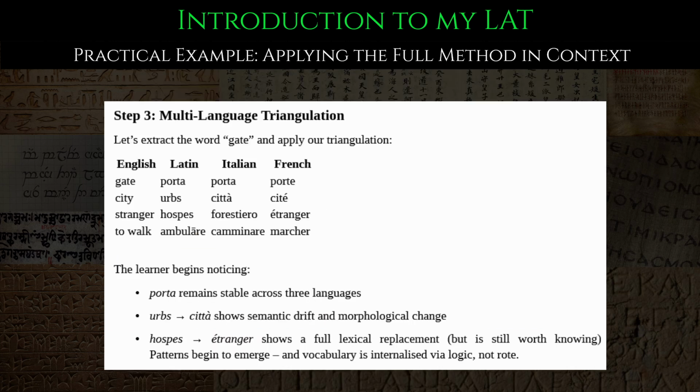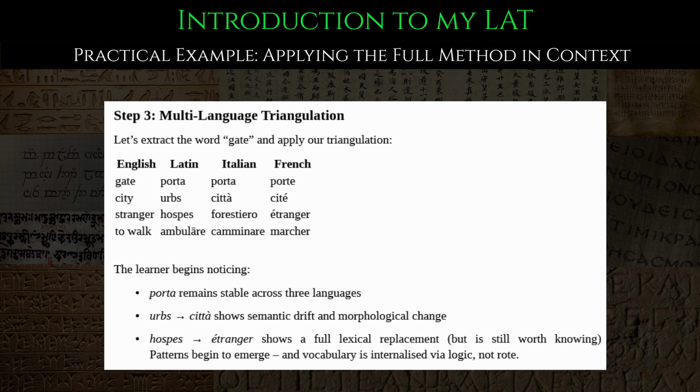Then, step 3. Multi-language polyangulation. Let's extract the word gate and apply our polyangulation. Gate, porta, in both Latin and Italian. City, in Latin urbs, in Italian città. Stranger, in Latin hospes, in Italian forestiero. And to walk, in Latin ambulare, in Italian camminare.